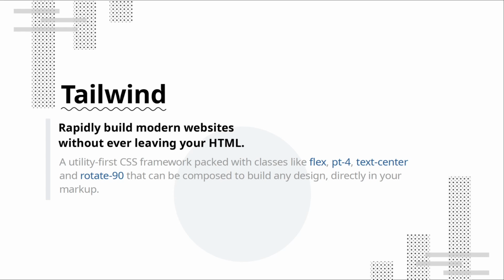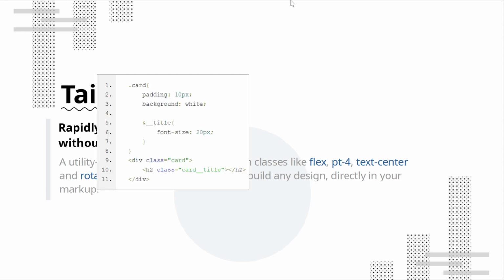With utility-first, traditionally we were taught to use CSS classes to represent different elements of our UI. I have an example here. You have a div with class card, with padding 10 and background white. To extend, you have card titles, with font size 20.